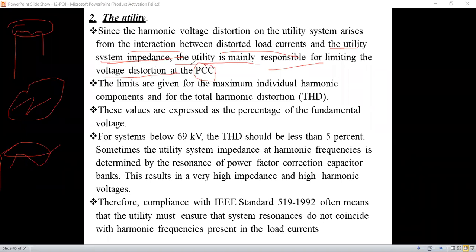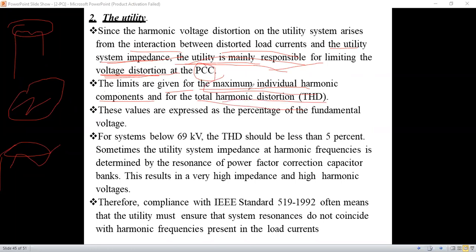So that is the main responsibility of the utility system. Okay, so the voltage limits are given for the maximum individual harmonic component here. Previously, at the end users, we considered TDD, total demand distortion. Here we are considering total harmonic distortion, because it is a voltage distortion we are maintaining here now. So these limits are given for the maximum individual harmonic components and for the total harmonic distortion.